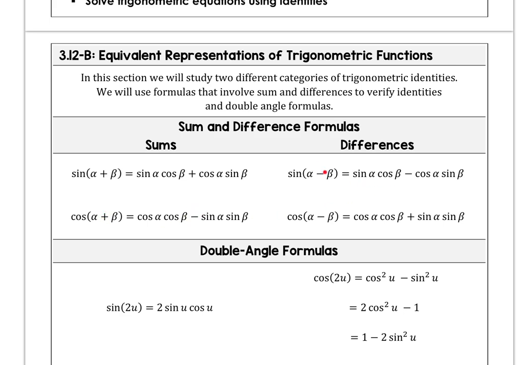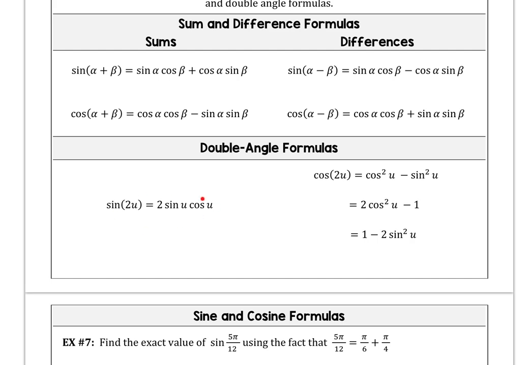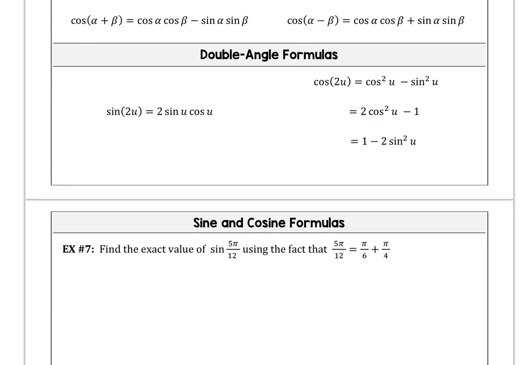And then the differences, sine is going to follow the same pattern, sine, cosine, cosine, sine, but subtraction keeps subtraction, or addition keeps addition. And cosine addition changes to subtraction, and subtraction to addition. So just something to point out. These we'll get to as we move through the lesson, sine of a double angle and cosine of a double angle. So let's jump right in on example 7.